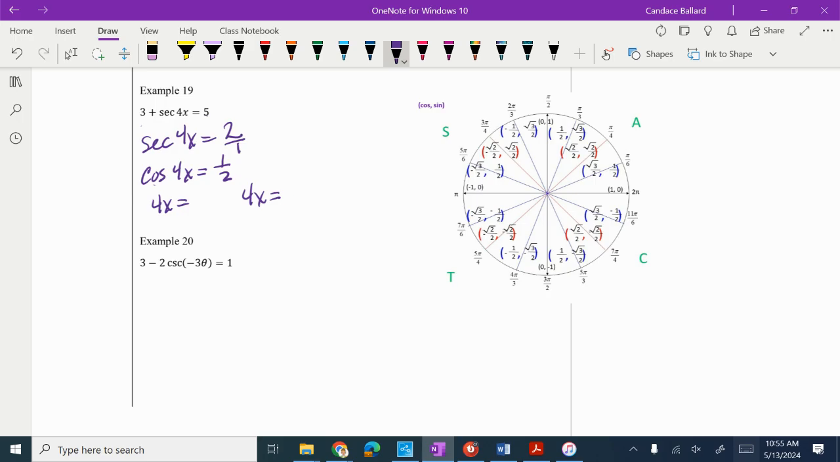So I'm going everywhere around the unit circle, and I'm looking for that x value of 1/2. Where does it happen? Pi over 3, I like. What else? Where else? Also 5 pi over 3. Excellent. Okay, what do I need to do now?